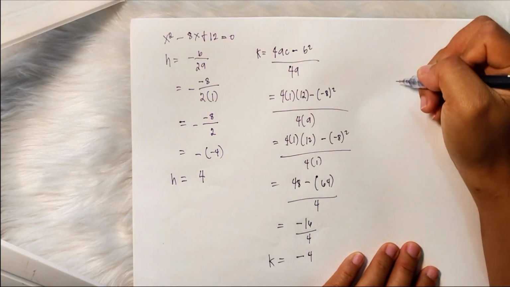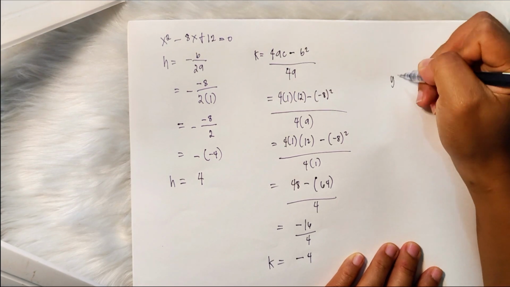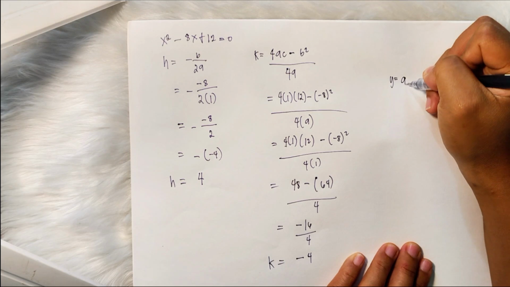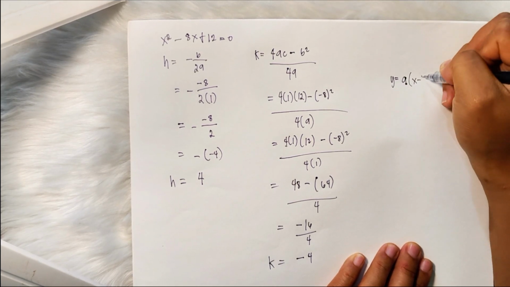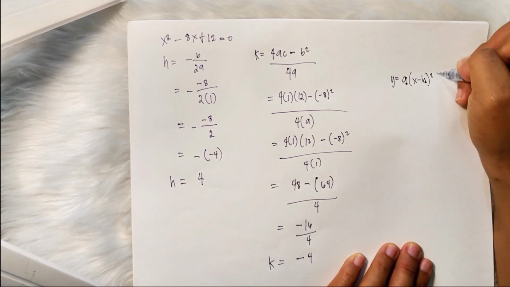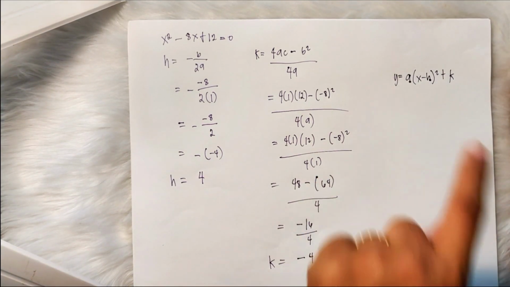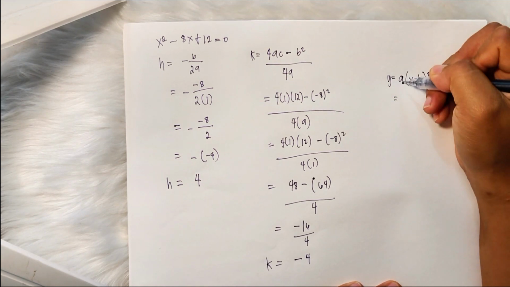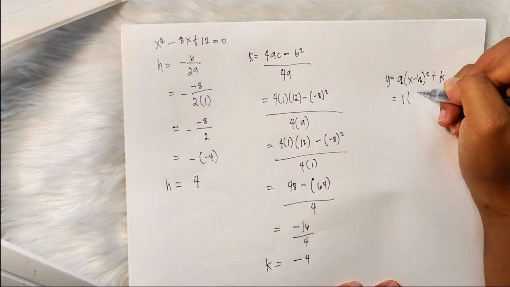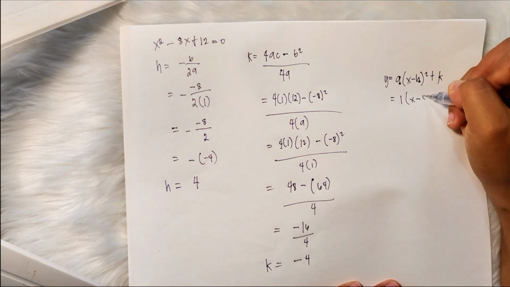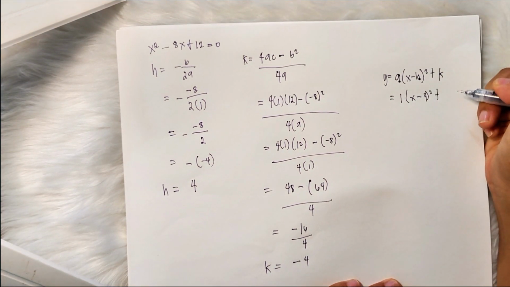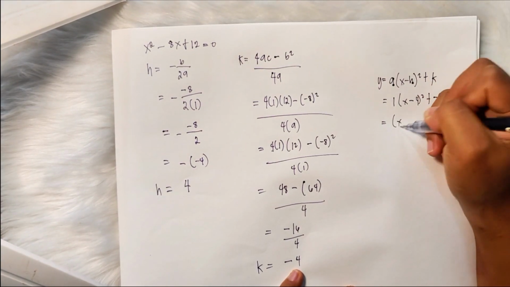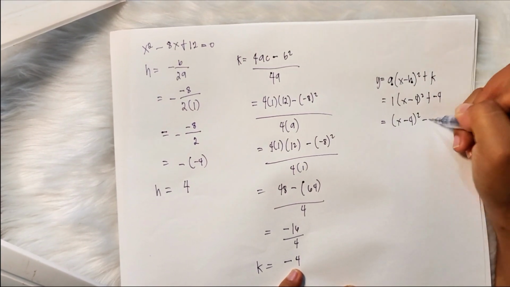Okay, so let's complete. We have y. This is the formula for the vertex form: y is equal to a times (x minus h) squared plus k. This is the equation for the vertex form. Let a be 1 times x, h is 4, squared, plus k, we have the k of negative 4. So we have (x minus 4) squared minus 4.